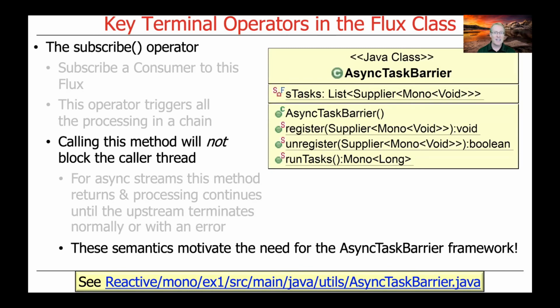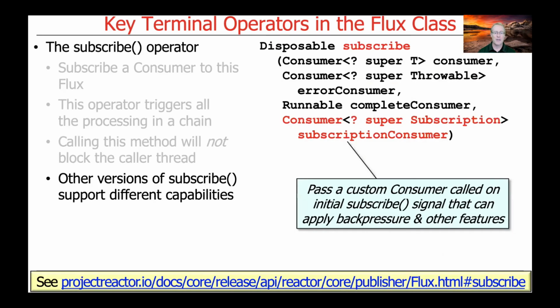And that semantic motivates the need for something like our AsyncTaskBarrier framework, which we'll talk about and show many times to illustrate how you can wait for all the processing to be done before you actually return control back to the main thread that's waiting for all the other asynchronous operations to complete.